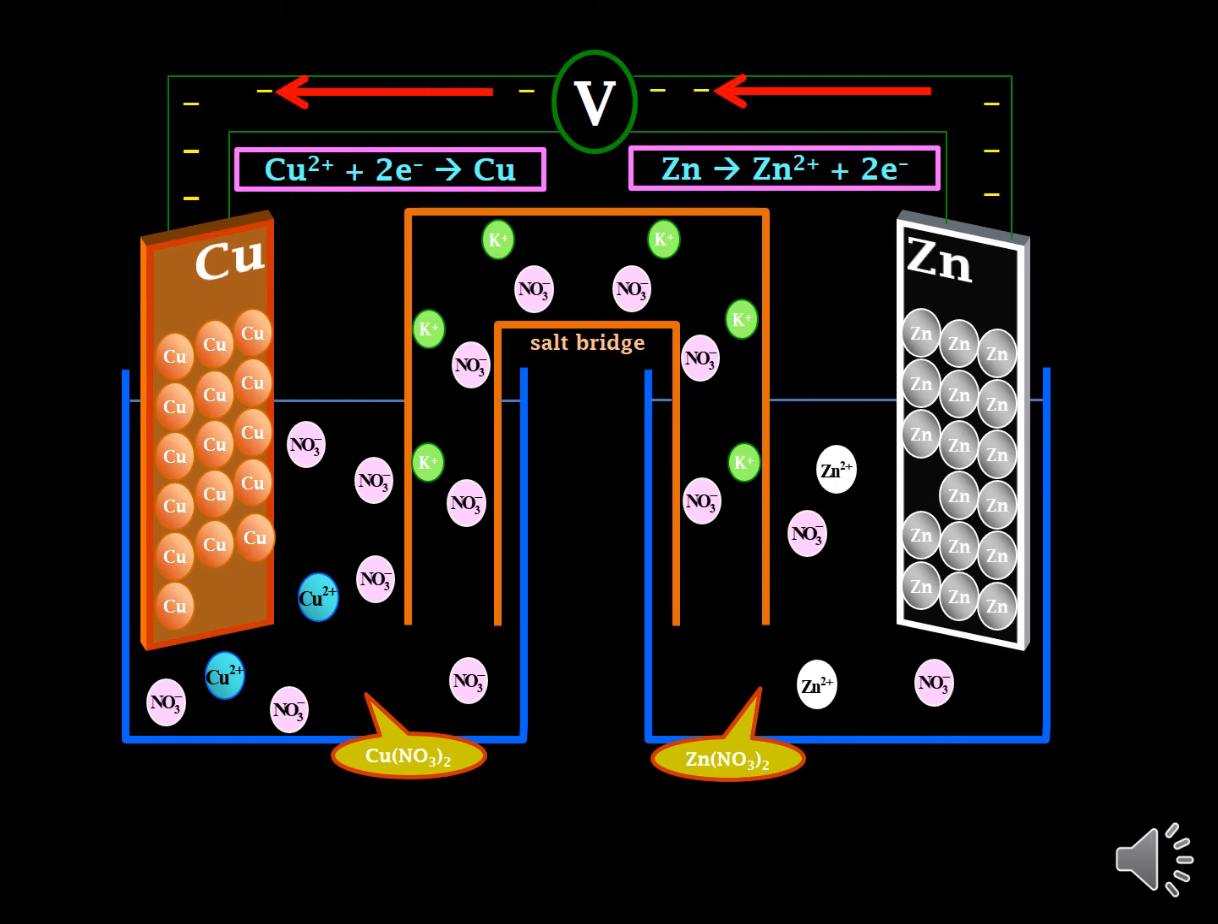And after gaining the 2 electrons, copper is deposited as copper metal on the copper electrode. So on the right side, zinc has lost 2 electrons and converted into the zinc plus 2 ion, and on the left side, the copper ions from the electrolyte moved to the copper electrode, gained 2 electrons and converted into the copper metal.